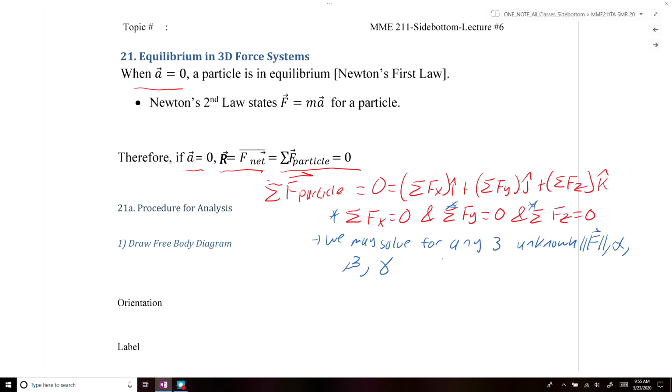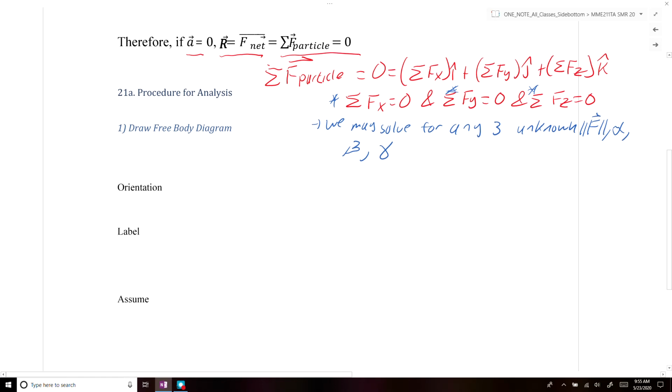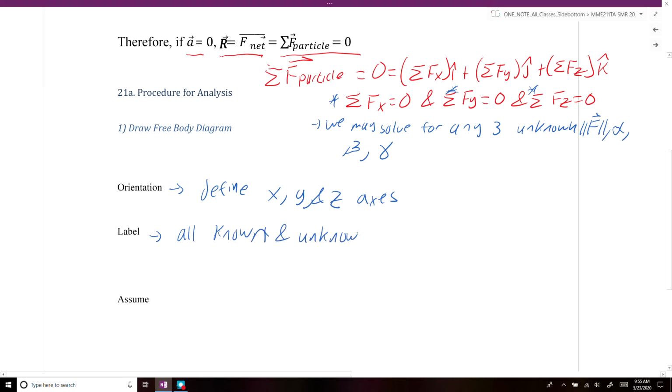All right, so when we are trying to analyze the equilibrium on a particle, the first step is we're going to draw our free body diagram. There are 3 key aspects of drawing our free body diagram. The first is that you need to define the orientation of your particle. In order to do that, you're going to define your x, y, and z axes. The second step is, once you have all your axes defined, you're going to label all the forces that are acting on your particle. So you're going to label all known and unknown forces and the directions.